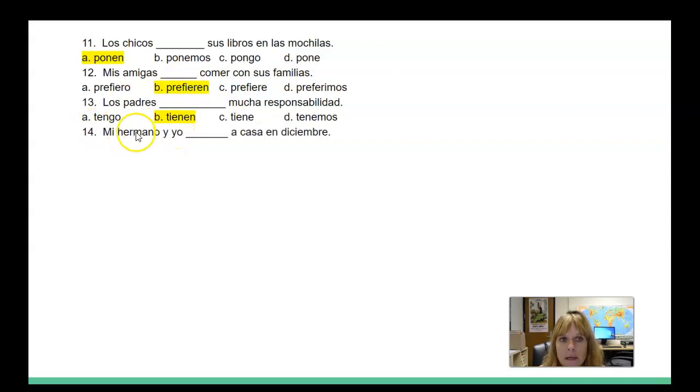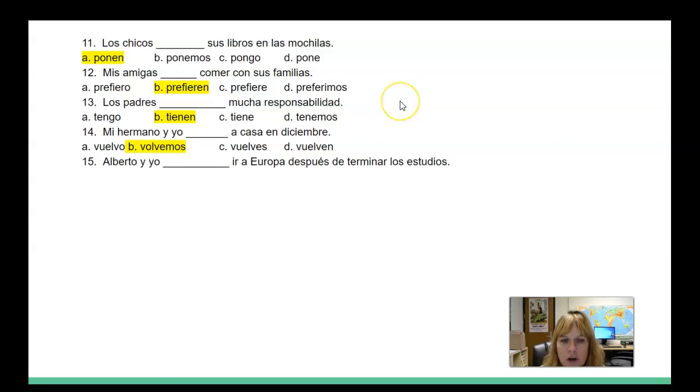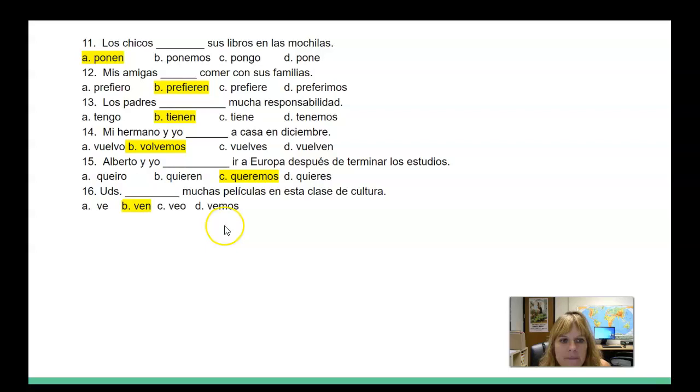Número 14: Mi hermano y yo volvemos a casa en diciembre. My brother and I return home in December. Número 15: Alberto y yo queremos ir a Europa después de terminar los estudios. Albert and I queremos, we want to go to Europe. Número 16: Ustedes ven muchas películas. You all see a lot of movies en esta clase de cultura.